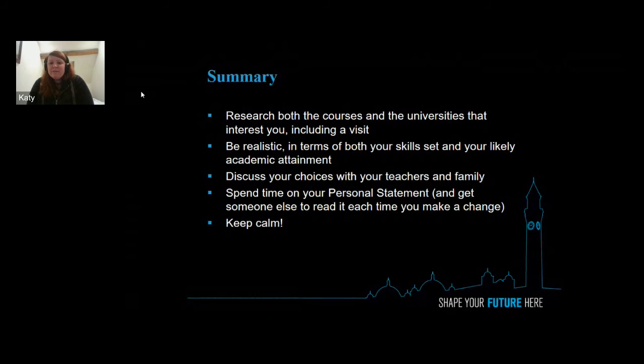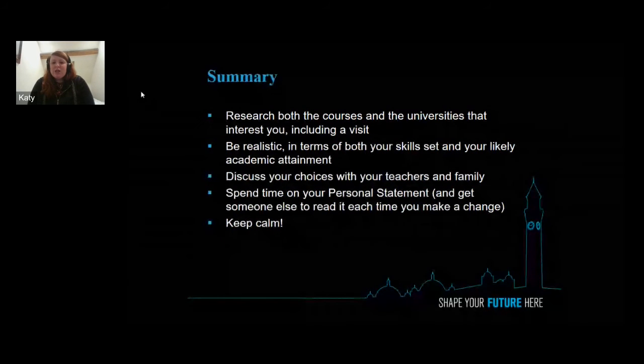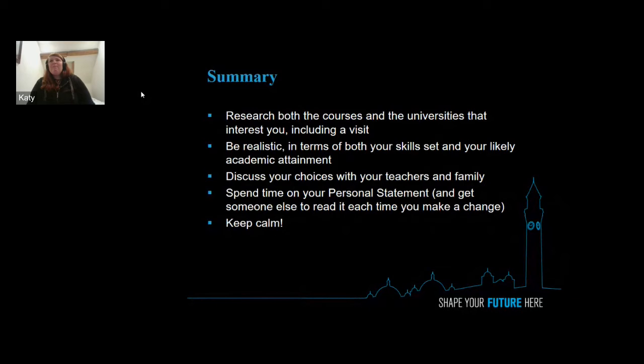Spend time on your personal statement, and also make sure you get someone else to read it each time. And a really good bit of advice is to not write something too long and try and cut it down, because you'll get very attached to what you've written, and it'll be difficult to cut it out. So start small and build it up. That's the best way to do it, because otherwise you're going to be finding it difficult to cut things out, and it will also affect the structure and the flow of it. So maybe start small and build up.